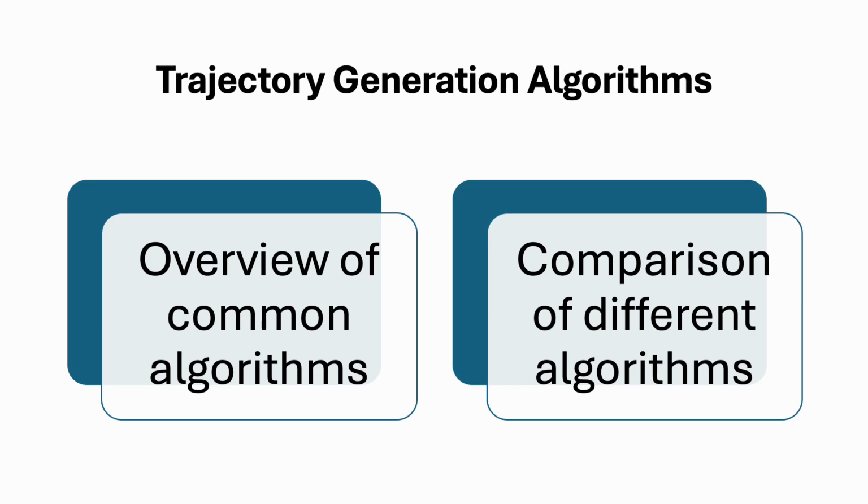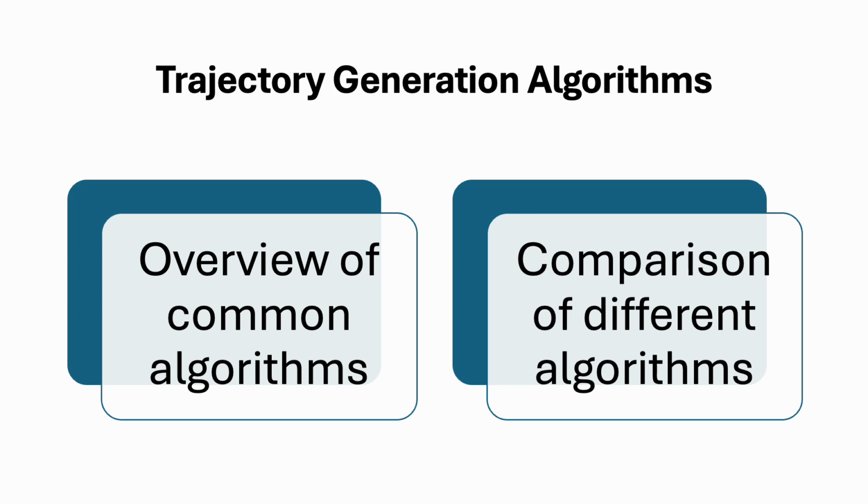Trajectory generation algorithms. Let's look into this a little bit more in depth. Trajectory generation algorithms are essential tools in robotics that compute the optimal path for the robot to follow. Considering various constraints such as time, velocity, and acceleration, these algorithms ensure smooth and efficient motion by generating trajectories that avoid obstacles and adhere to the mechanical limits of the robot.